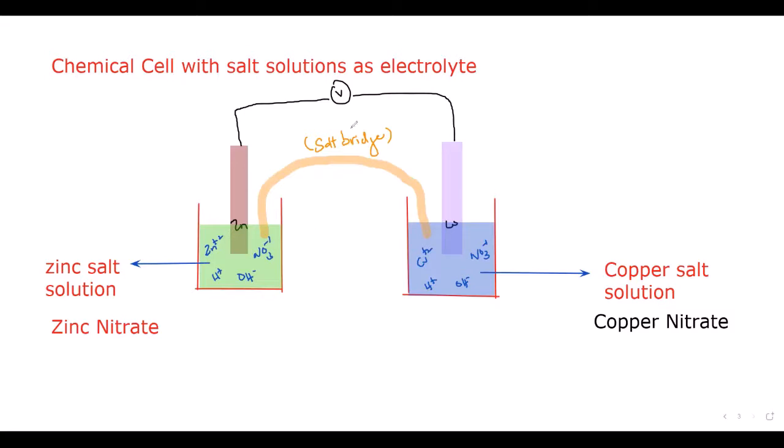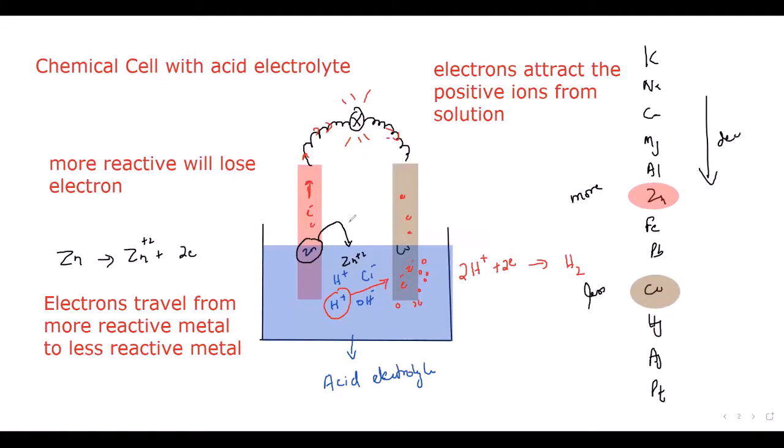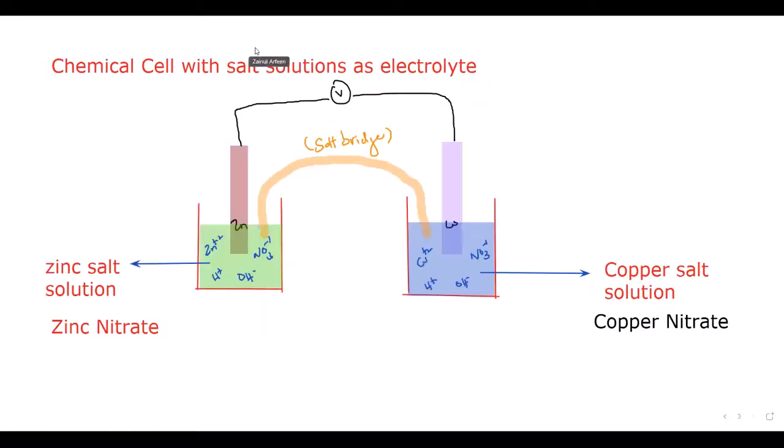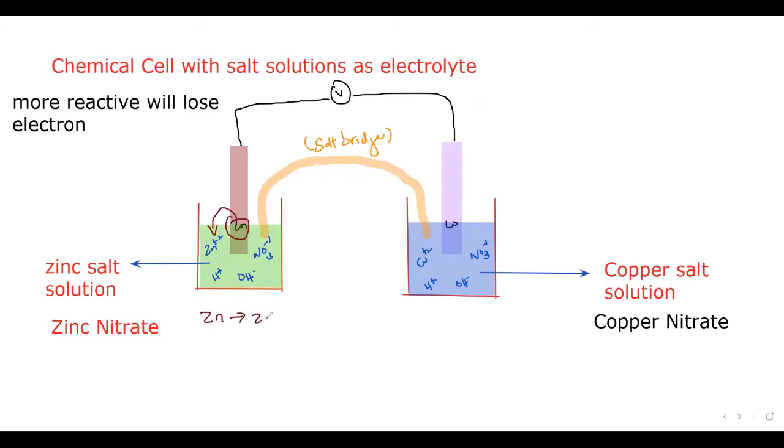Now how it works: it works in the same manner as you saw previously with zinc and copper. Which was more reactive? Zinc was more reactive. Same thing here: the more reactive metal will lose electrons. So zinc is more reactive, so zinc will lose electrons. The zinc atom at the electrode will lose electrons and turn into zinc ions.